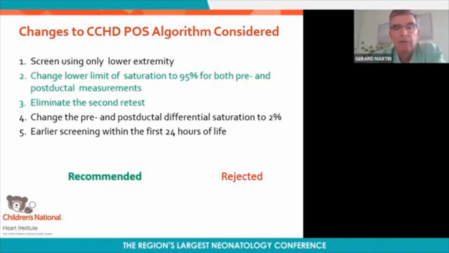And we also felt that the algorithm was confusing by having a saturation difference between the upper and lower extremity for passing. So this simplifies, and we hope will avoid errors in interpretation of the results. We also voted for eliminating the second retest. And I'll show you a little bit of that information. We did not recommend screening just the lower extremity. We did not recommend the UK post and pre-ductal differential saturation of 2%, and we did not feel that we are ready to begin screening in the first 24 hours of life.